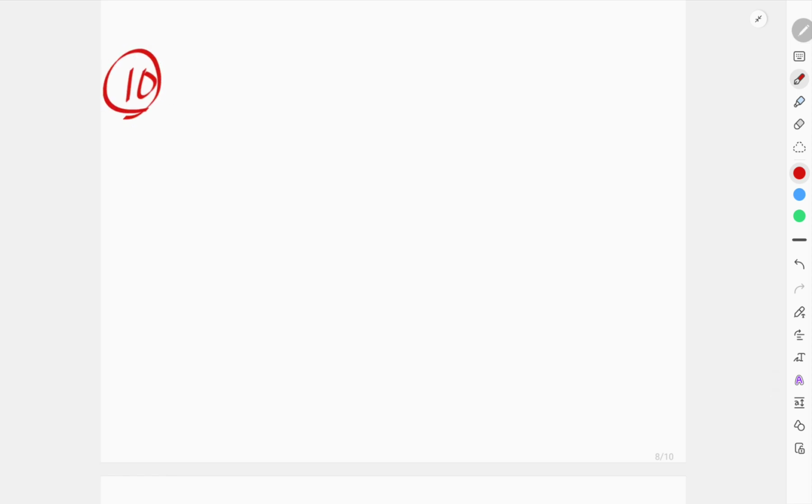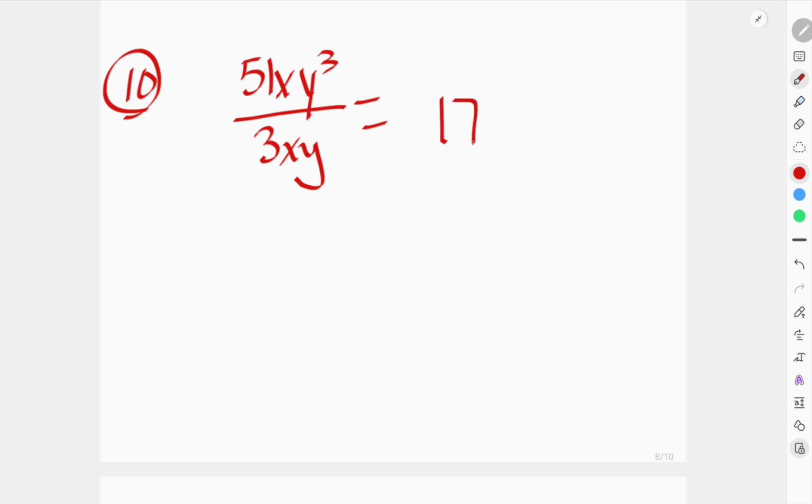So number 10 is 51x y to the third divided by 3xy. Okay, so you're just going to divide the things that are the same. So 51 divided by 3 is 17. X divided by x ends up being 1. Y to the third divided by y gives me y squared.